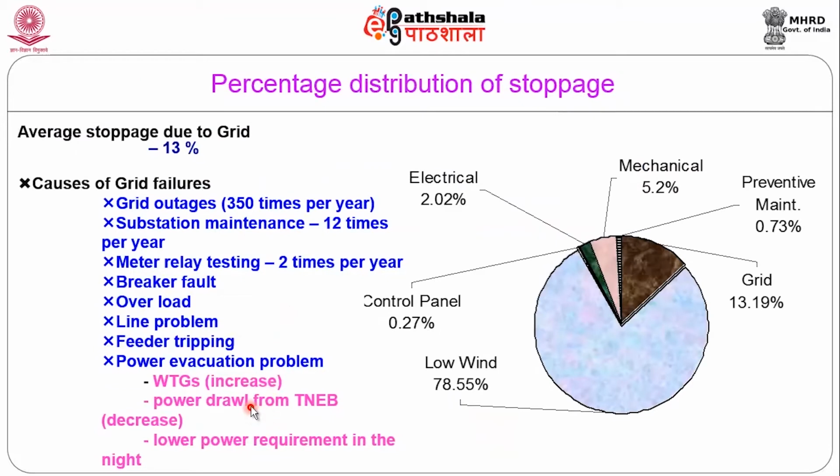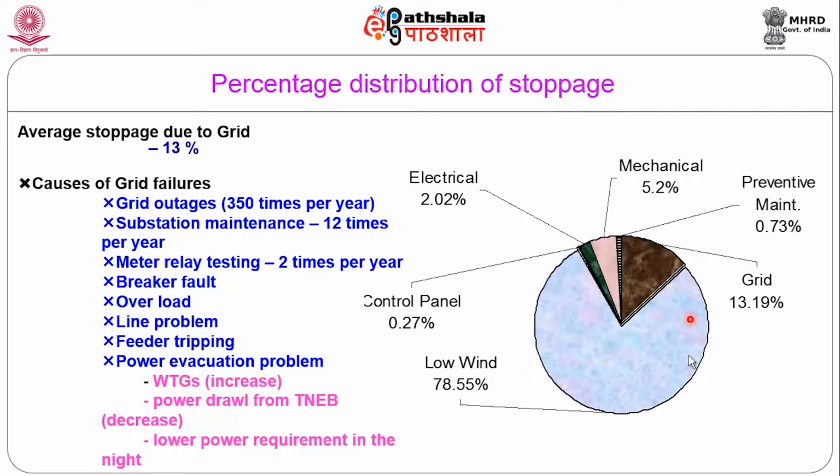And again, this is a percentage distribution of stoppage. Average stoppage due to grid is about 13 percent. Here, because of low wind, this is the stoppage time. That means the wind turbine did not function, 78.55% because of the low wind.